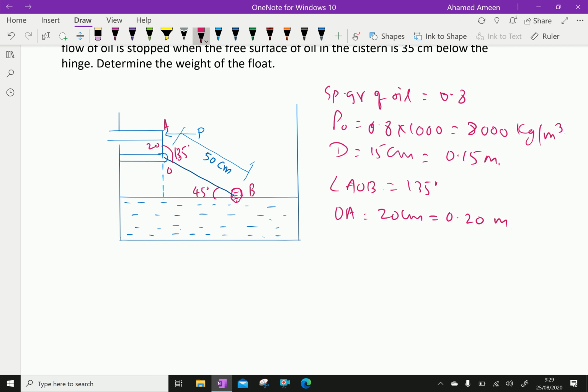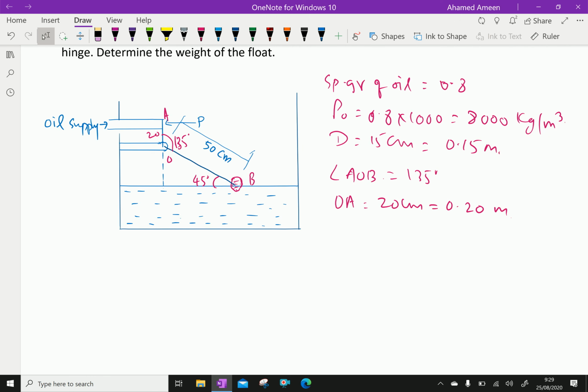Then here this oil supply, then P, force applied is 9.81 Newton. Then OB is 50 centimeter, 0.5 meter.